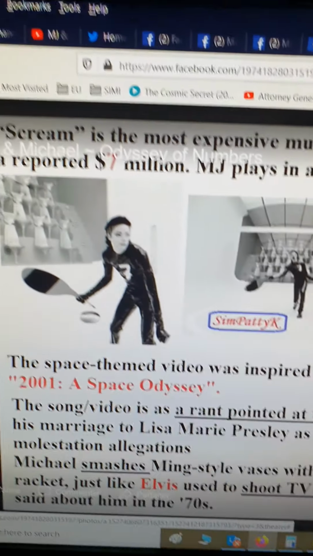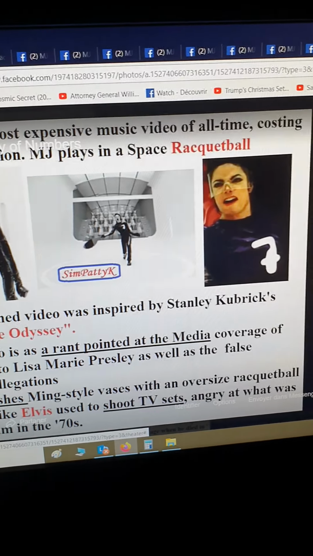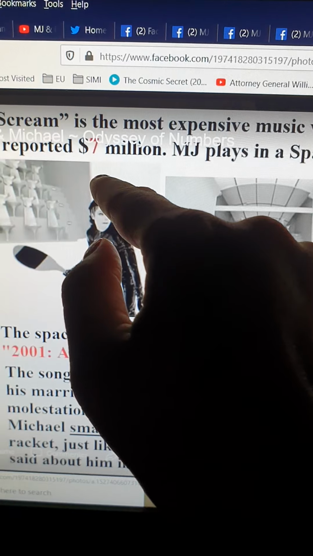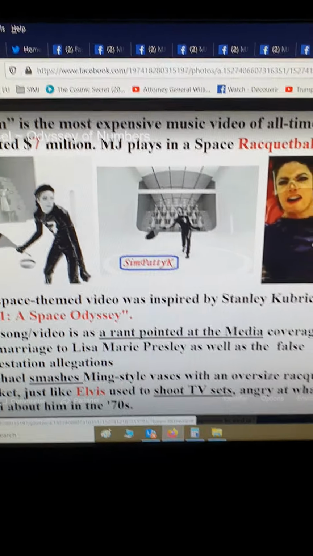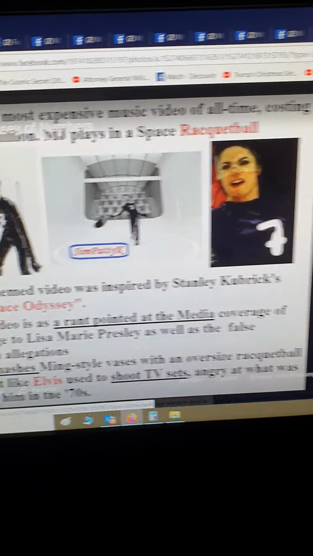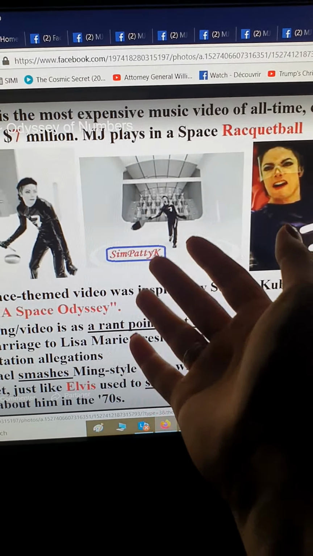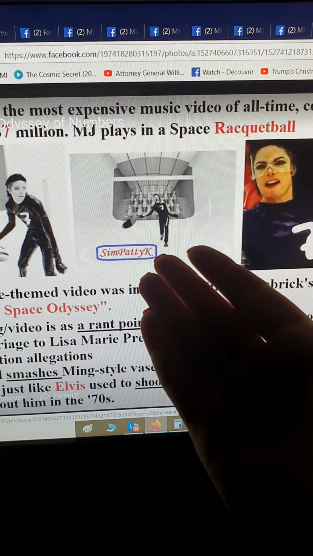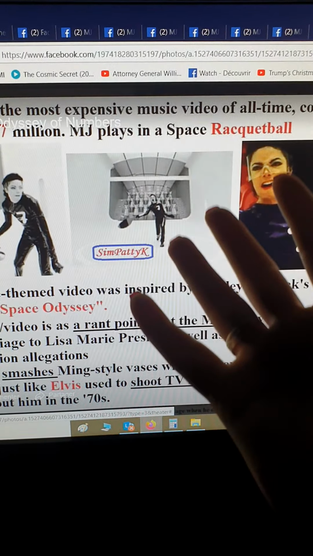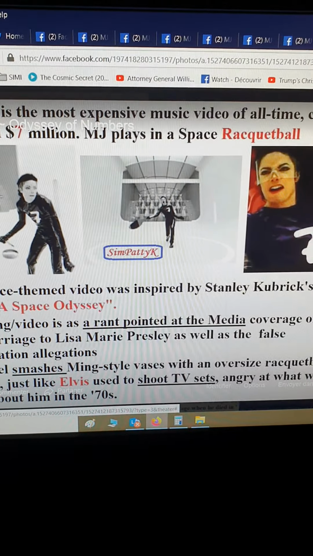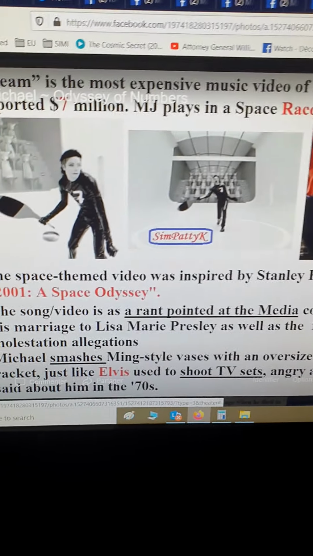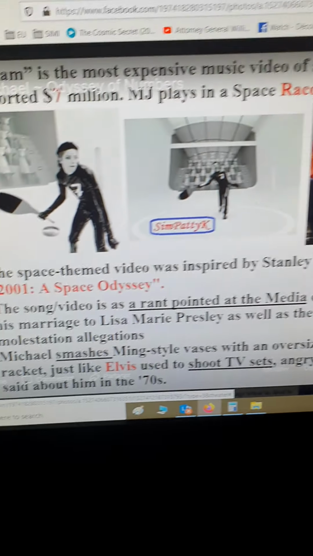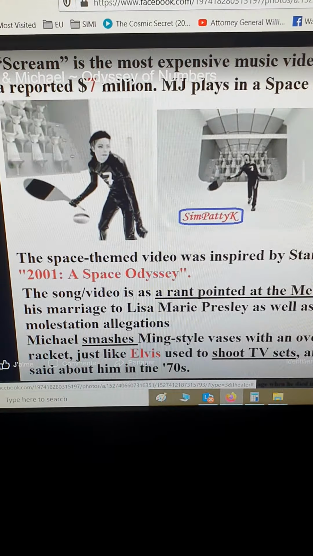So Scream is the most expensive music video of all time, costing a reported $7 million. You see, another 7. MJ plays in a space racquetball. It's not just a racquetball, it's a space, which makes us think about Elvis's concerts that started with the music theme from the Space Odyssey movie. The space-themed video was inspired by Stanley Kubrick's movie 2001: A Space Odyssey.